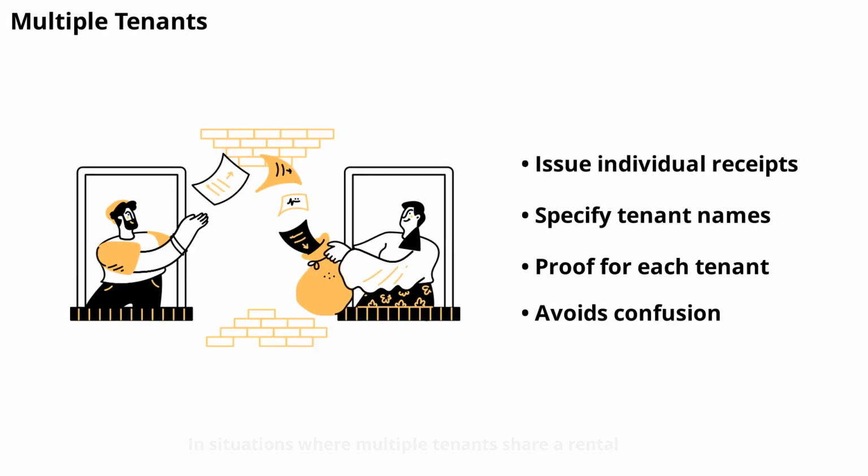In situations where multiple tenants share a rental, each tenant may pay their portion separately. In these cases, it's important to issue individual receipts to each tenant, specifying the amount paid and the tenant's name. This ensures everyone has proof of their own payments and avoids confusion about who paid what.